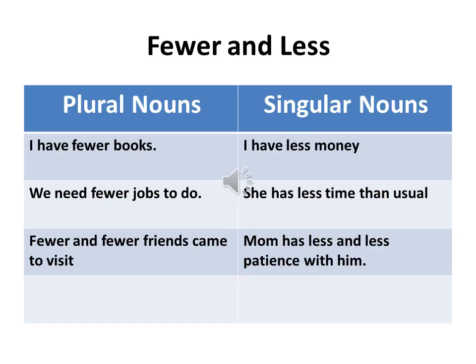Examples of using fewer and less. Plural nouns, we say, "I have fewer books." "We need fewer jobs to do." Fewer and fewer friends came to visit. Examples for using them for singular nouns: I have less money. She has less time than usual. Mom has less and less patience with him.